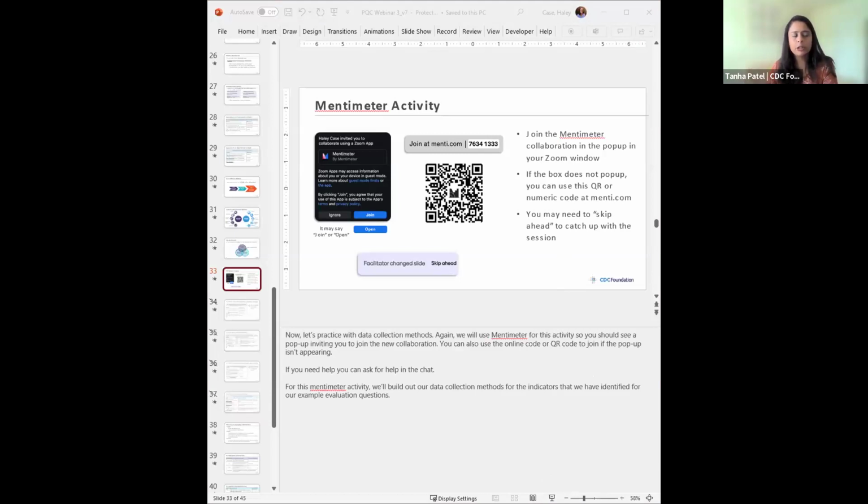While Haley's pulling up the slides, now that we know which indicators we're going to use, which data sources we're going to use, and which methods we're going to use to capture information, it's time to start developing a data collection plan. And you'll specify who will collect the data, how, as well as at which frequency the information will be collected.